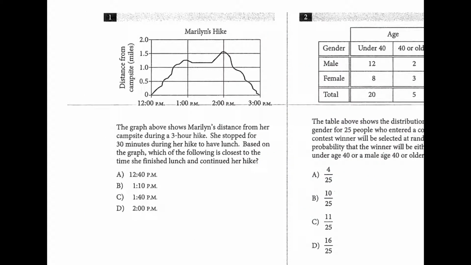So we're talking about distance traveled, and the only place where the distance flatlines is here, which must be when Marilyn took her lunch. And they want to know, when did she finish lunch? So that would be right around here, because she starts moving again. And if this is 1 o'clock and this is 2 o'clock, we're slightly more than halfway there, which is why 140 is the best answer.